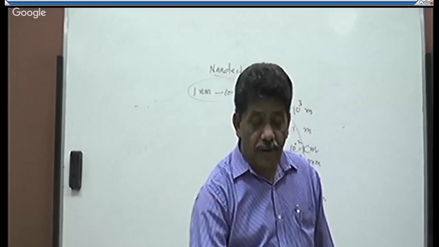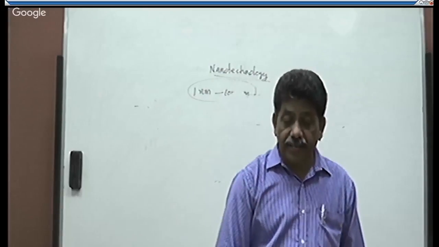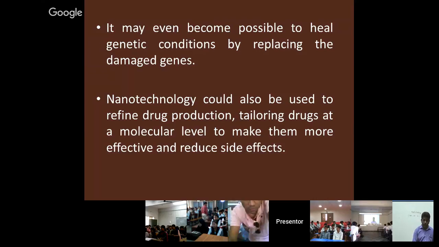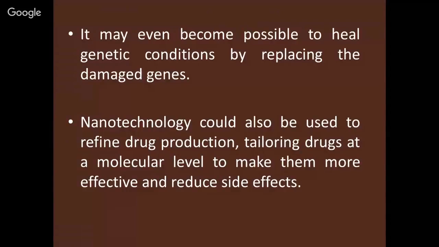which is using nanomedicines. Tailoring drugs at a molecular level, a very small level, is possible, because as you make particles smaller and smaller, the surface area becomes higher and higher. As we break a bigger stone into smaller crushed particles, the surface area will increase, the effect will become more effective, and the side effects will reduce.